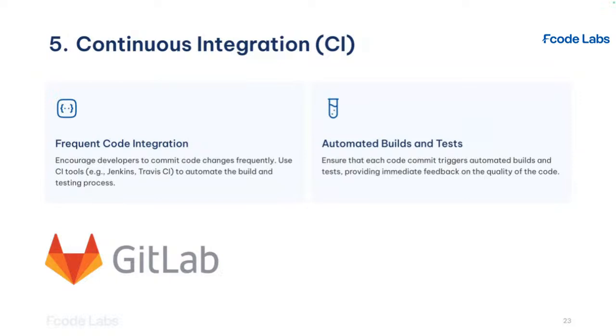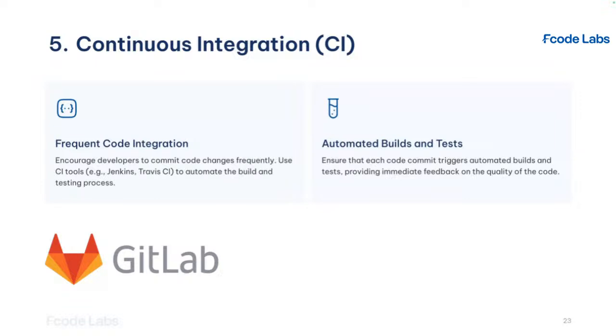The next one is continuous integration. Continuous integration is, I spoke about this earlier as well, where we can encourage the developers to commit the code changes frequently and use CI/CD tools like Jenkins, GitLab, Travis CI to automate the build and testing process. So CI and CD should go hand in hand, continuous integration and continuous deployment.